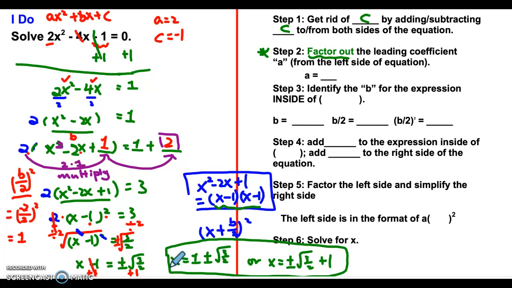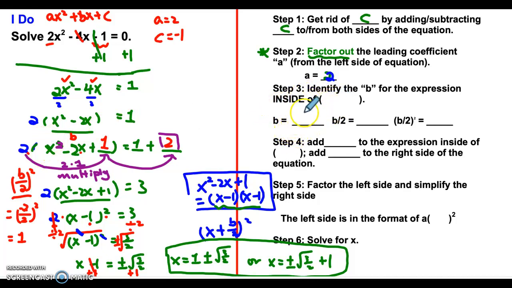Okay. Now let's finish the steps here. They become your steps, so make sure you remember them by heart. As we did, step 1, we get rid of c by adding or subtracting c to or from both sides of the equation. Step 2, we take out the 2, we factor out 2, so that you only have a leading coefficient of 1 for the expression inside the binomial.